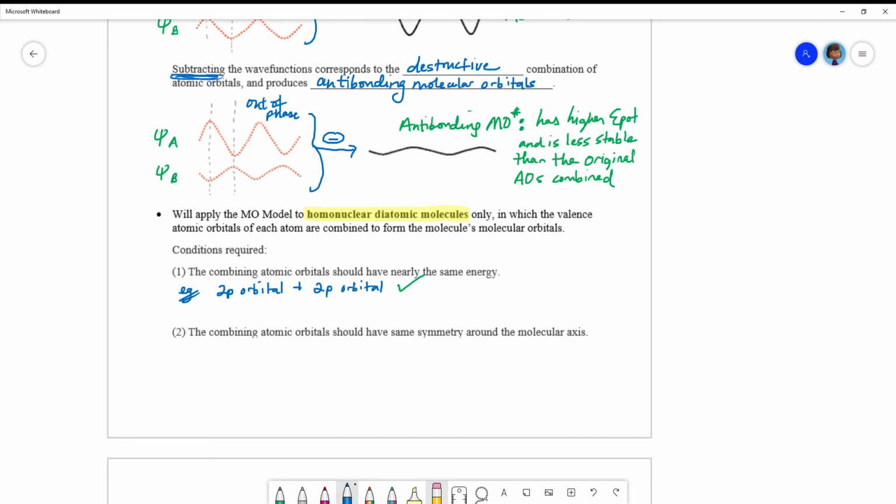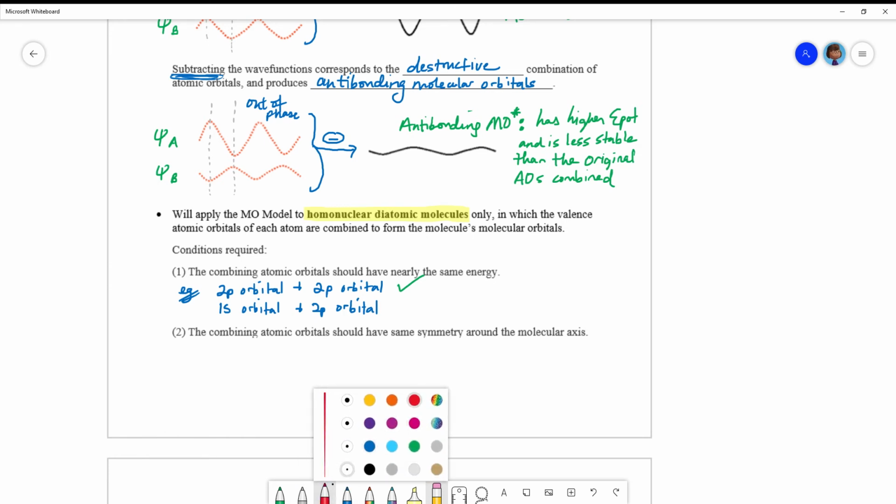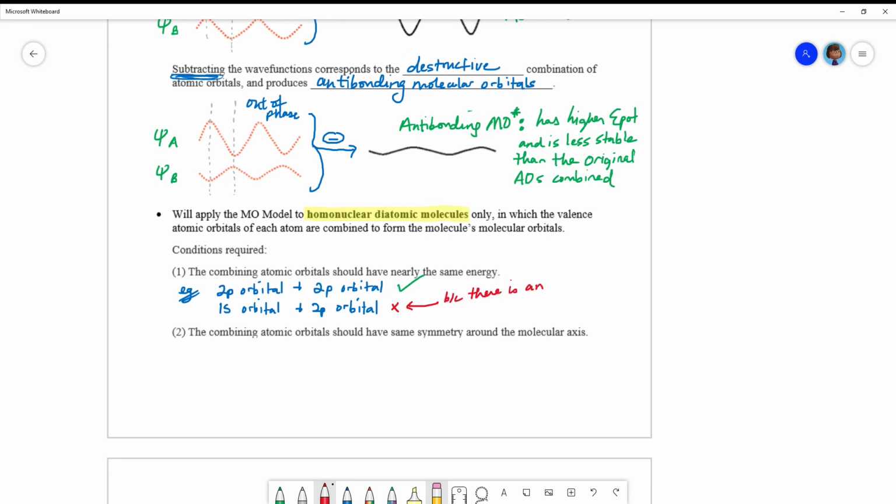However, if I was to take a 1s orbital and try to combine it with a 2p orbital, well, that would not work in molecular orbital theory. So that is a no-go. And that's because there is an appreciable difference in energy between the 1s orbital and the 2p orbital. So let's note that over here. This is because there is an appreciable difference in energy.